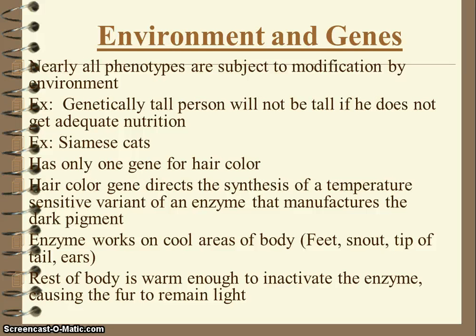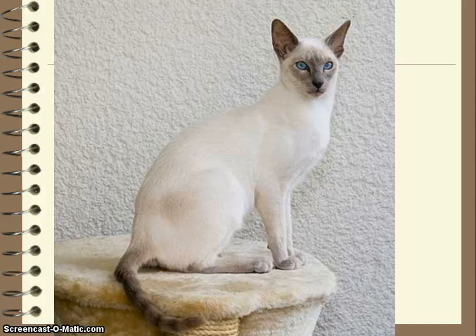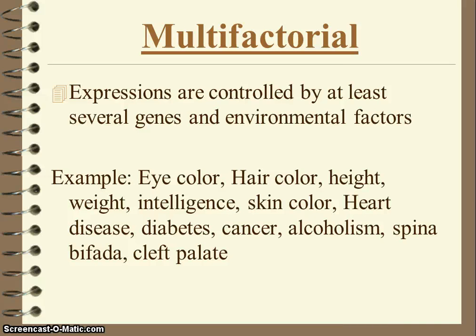So all phenotypes are subject to modification by the environment. So if you're supposed to be tall but you don't get enough nutrition, you're not necessarily going to be tall. And the same thing happens with Siamese cats. Okay? All right. Multifactorial expressions are controlled by at least several genes and environmental factors. So eye color, hair color, height, weight, intelligence, skin color, heart disease, diabetes, cancer, alcoholism, spina bifida, and cleft palate are all things that are multifactorial.